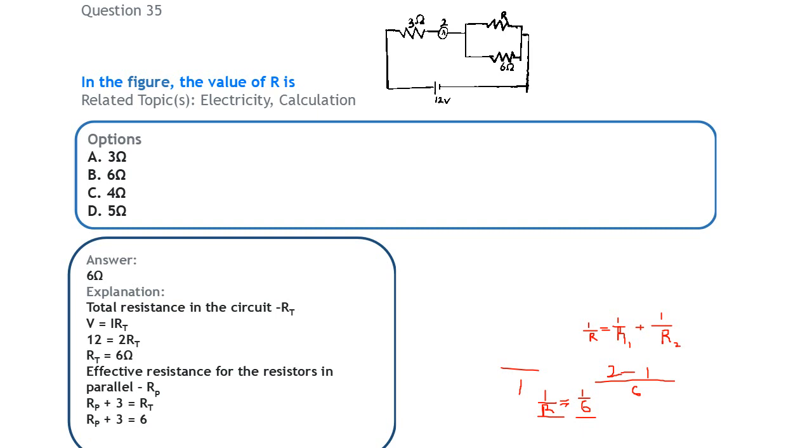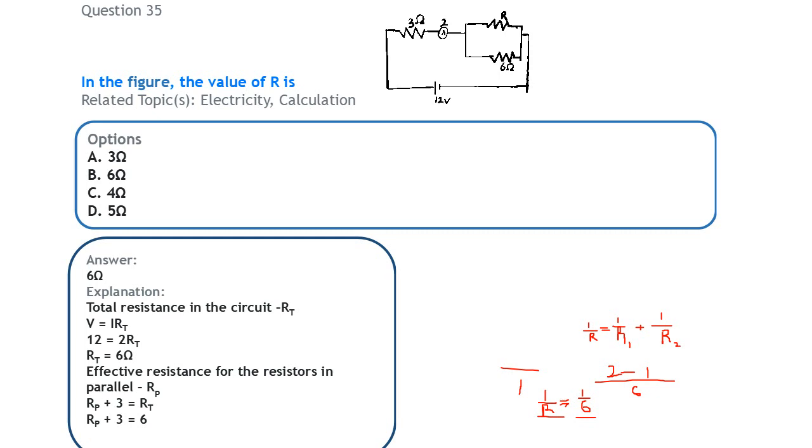Okay, so we are going to have RP plus, now this effective resistance of these two here is now going to be in series with this one. So the total resistance now is going to be this one here, 3, plus the effective resistance here, RP. It will be equal to the total resistance in the circuit, which is this RT that we got here as 6.